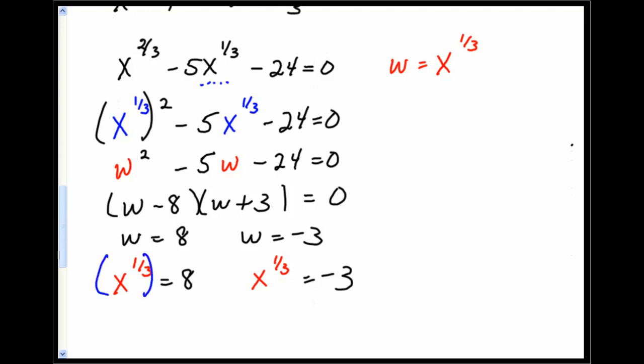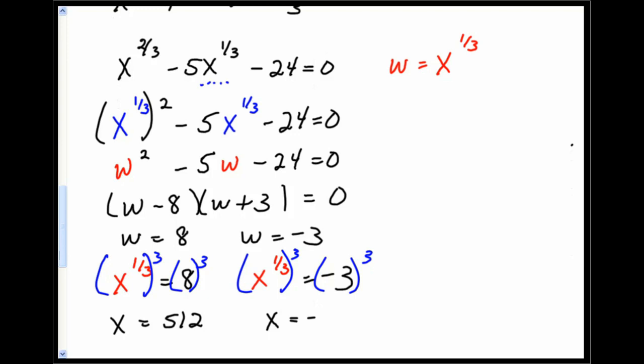What we'll need to do here is cube both sides of each equation to undo the 1/3 power. So this will give us x equals 8 to the 3rd, which is 512. And here we'll have x equals negative 3 to the 3rd, which is negative 27. And because you cubed both sides of each equation, you don't need to check your answers. If you remember when you solved radical equations before, only when you raise both sides to even powers do you have to check your solutions back in the original equation.